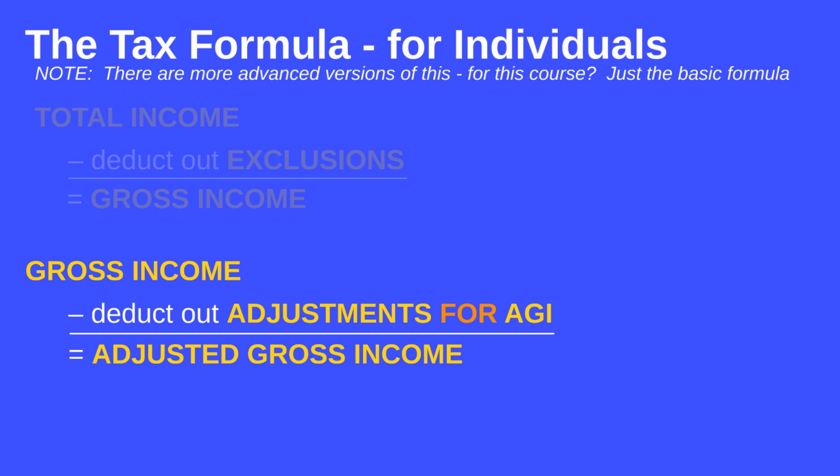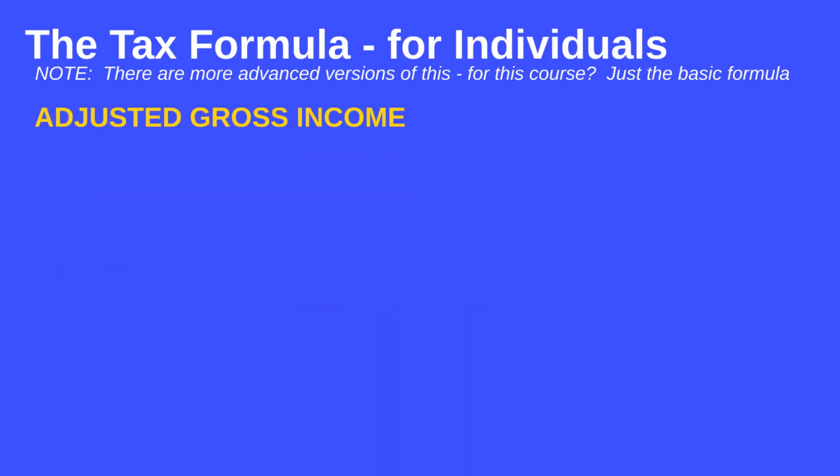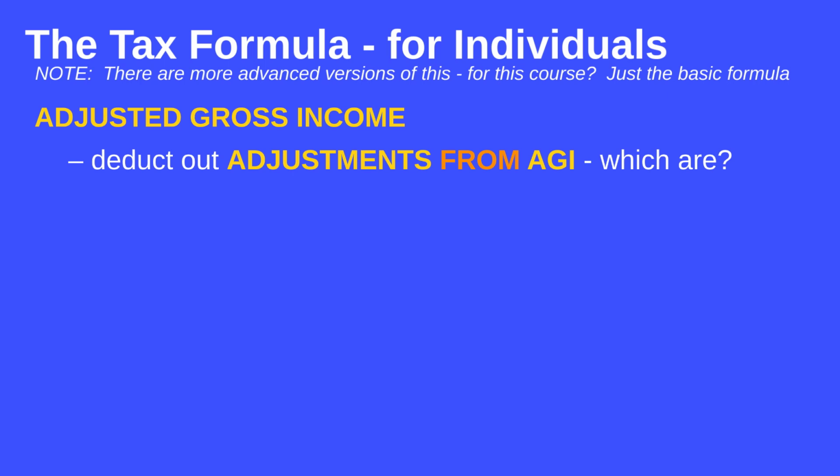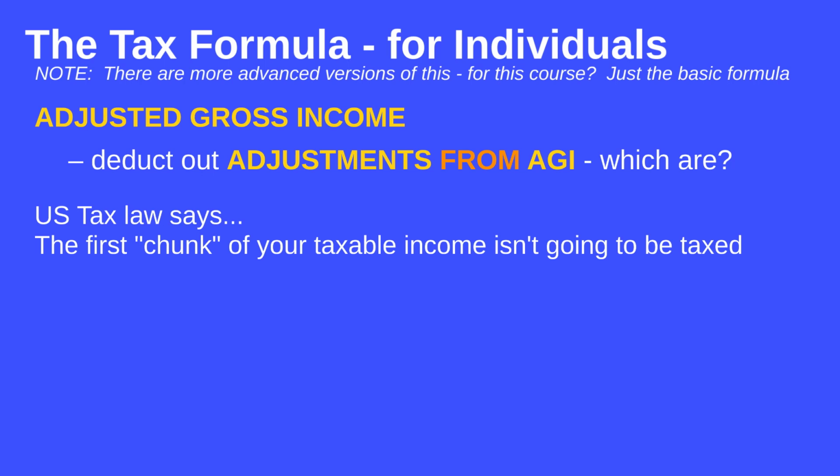So we started with total income, we subtracted out exclusions, that gave us gross income. Gross income, we deducted out adjustments for AGI, that gave us our adjusted gross income. So what do we do with that figure? Well, from there, we now deduct out the second type of adjustments, which are called adjustments from AGI. What are those? Well, the U.S.